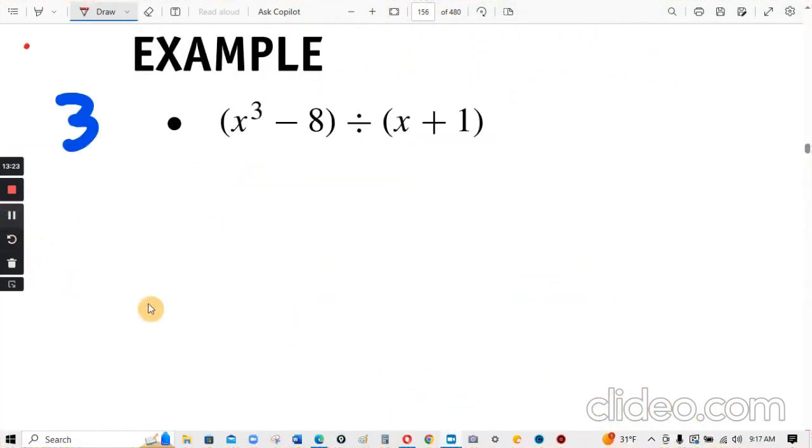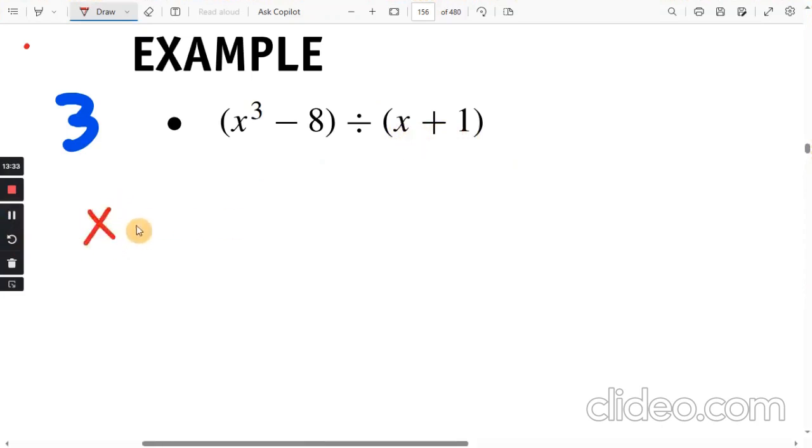Example 3. Remember the divisor, the thing you're dividing by, goes out front. So that x plus 1 goes out front, and that is divided by this here.